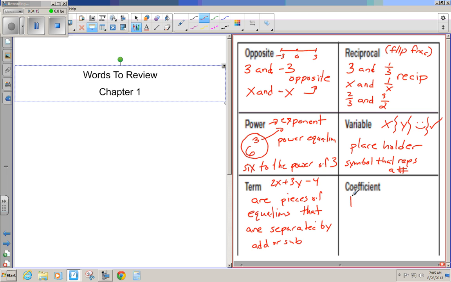Coefficients are numbers in front of variables. So in 2x plus 3y minus 4, 2 is a coefficient. 3 is a coefficient. 4 is actually considered a constant. So this would be a constant because there is no variable here.